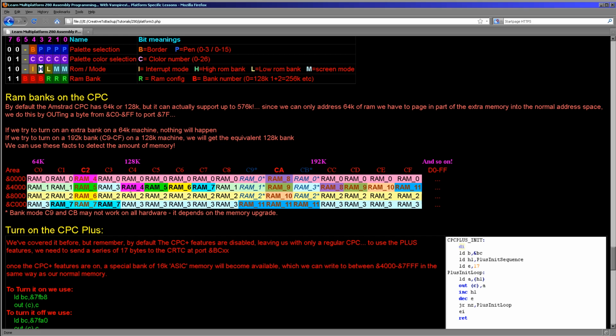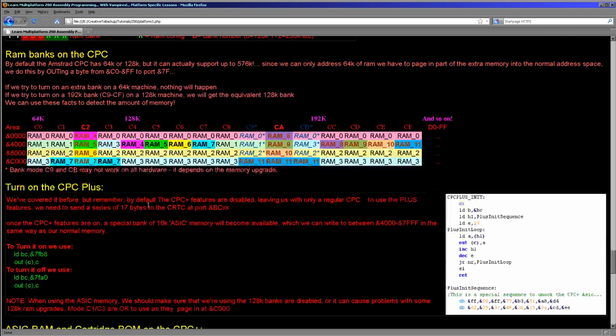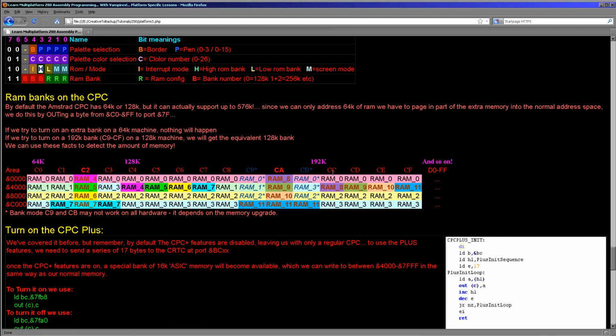However, if we try and switch in a 256K bank, the 128K system may respond by turning on the equivalent 128 bank. So for example, let's pretend we tried to turn on bank CC. Well, the 128K system might actually turn on bank C4. So if we were writing to bank 1 here and then trying to page in the non-existent bank 8, we would actually page in bank 4, and it might look like to our system that it had successfully paged it in, but it hadn't paged in a 192K bank, it had only paged in a 128K bank.